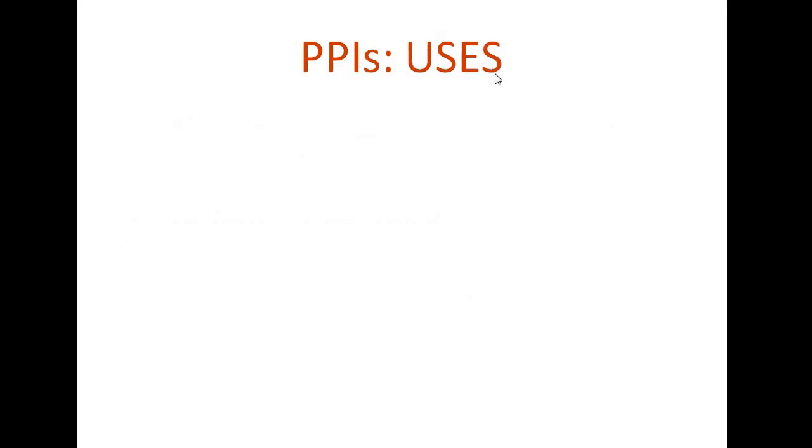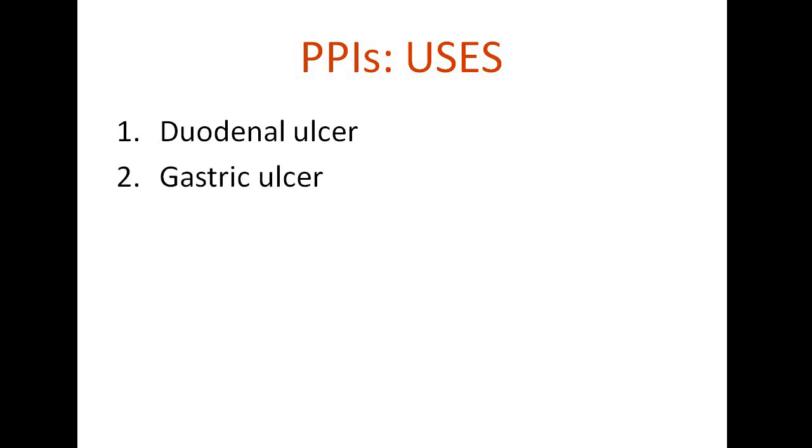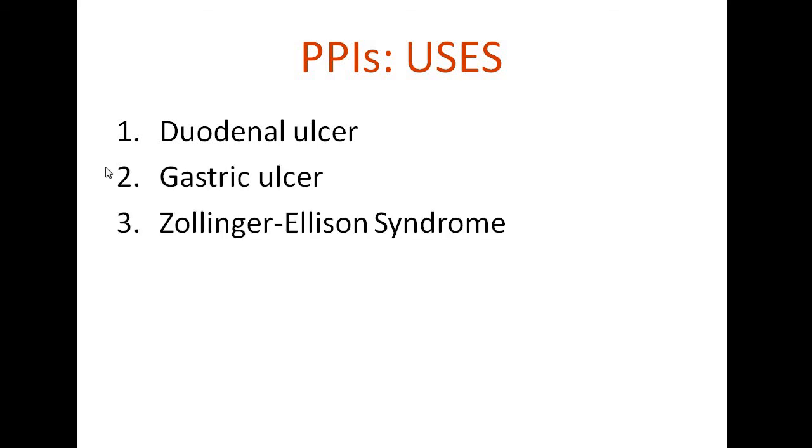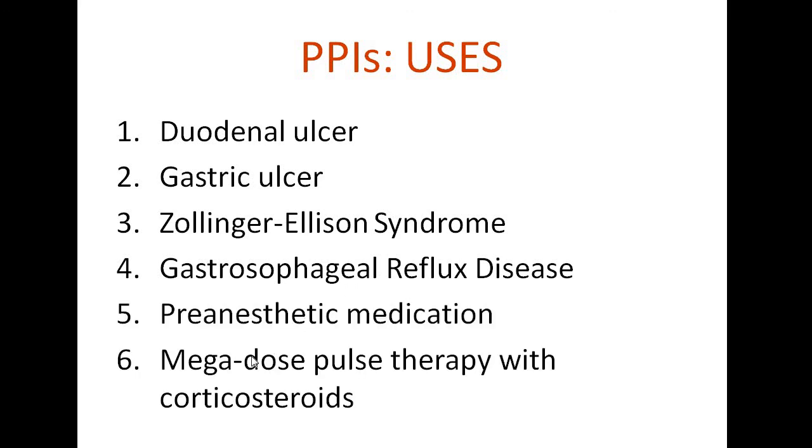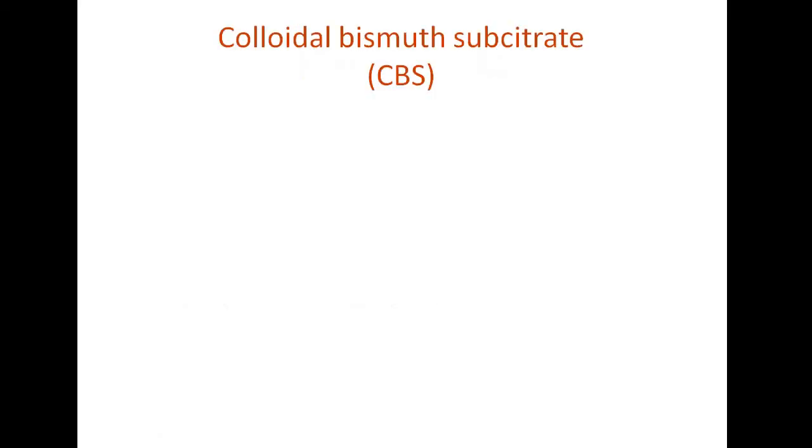Coming to the uses of proton pump inhibitors, that includes omeprazole, pantoprazole, esomeprazole, rabeprazole. Duodenal ulcer, gastric ulcer, Zollinger-Ellison syndrome, the drug of choice, gastroesophageal reflux disease or GERD, in pre-anesthetic medication, along with megadose pulse therapy with corticosteroids, gastritis and stress ulcers.